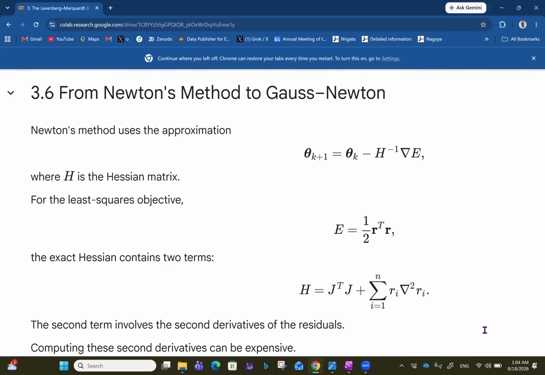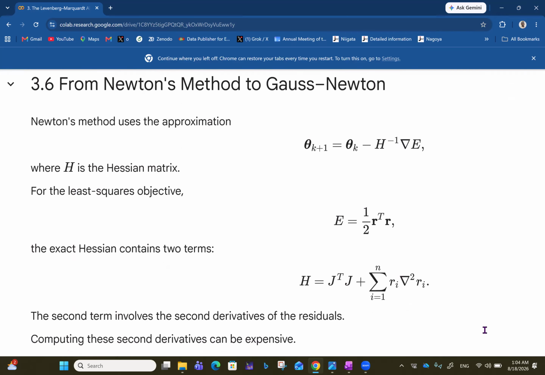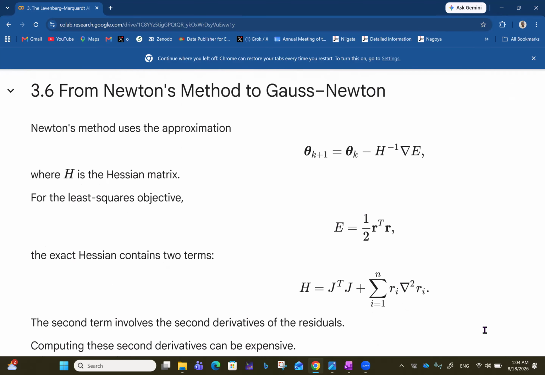Now, from Newton's method to Gauss-Newton. We established when we started the whole idea of the Levenberg-Marquardt algorithm that its behavior is somewhere in between the gradient descent method and the Gauss-Newton method. But let's see the progression from Newton's method all the way to the Gauss-Newton method.